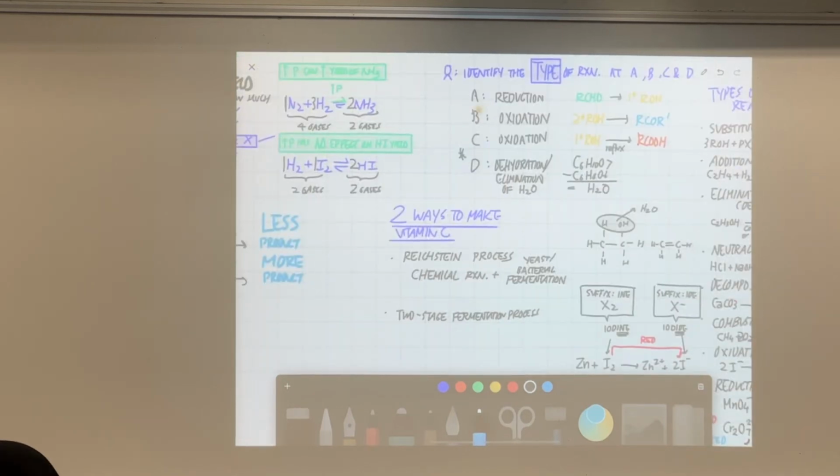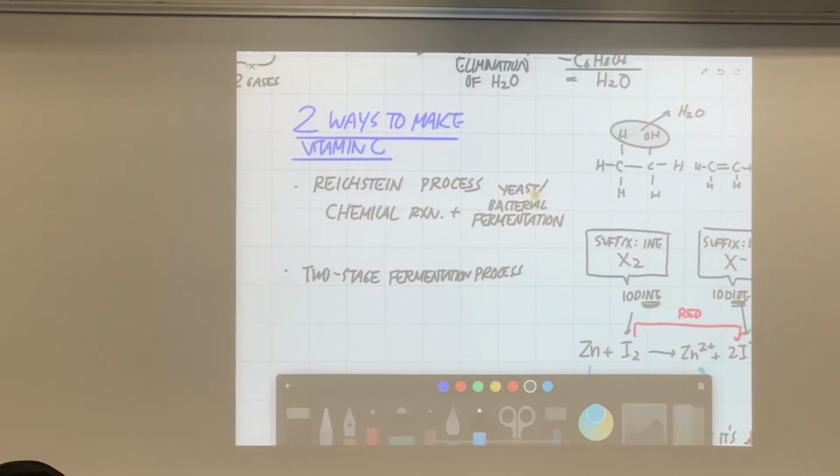Some of these steps, A, B, C, D on top, can of course be done by chemicals, like dehydration can be done by concentrated sulfuric acid. But using chemicals is expensive, and some of the chemicals may be hazardous. So we will use yeast or bacteria to help in some cases.